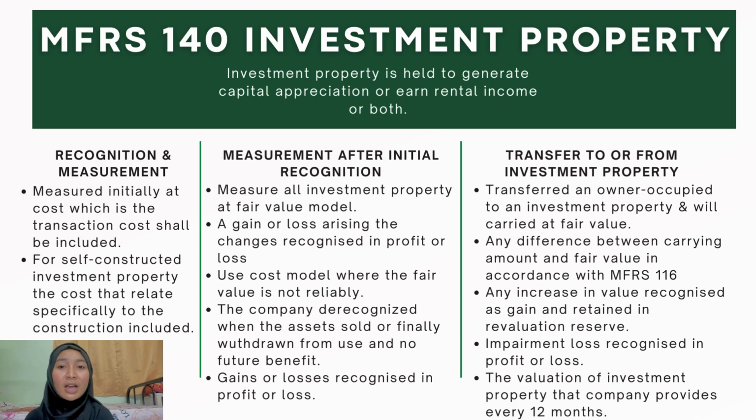Next, measurement after initial recognition. JCB Nets Berhad measures the investment property at the fair value model. The gain or loss arising from changes in the fair value of the asset is recognized in profit or loss for the period in which it arises. JCB Nets Berhad also chose the cost model where the fair value of the investment property under construction is not reliably measurable, until its fair value becomes reliable or construction is completed.